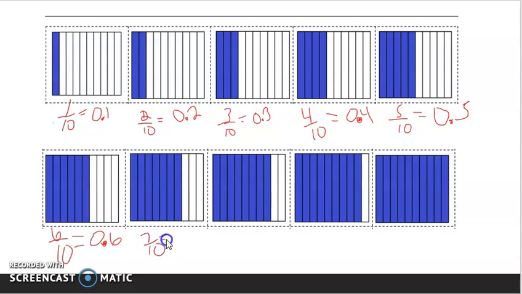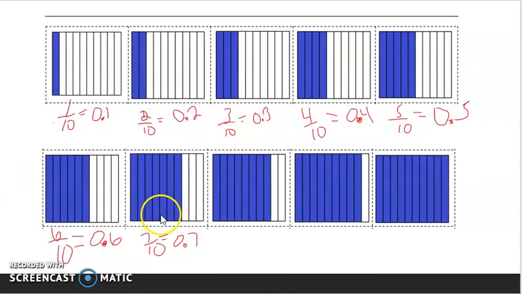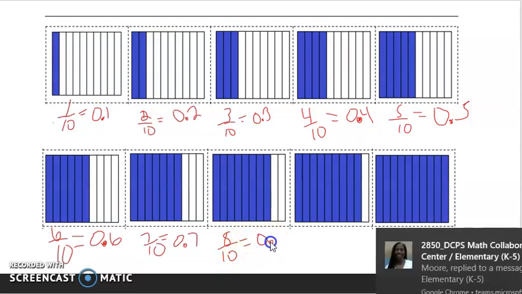7/10. 7/10 is equal to, write your decimal. 0 and 7/10. Sorry. All right. Ready? Beat me. What's the next one? 8/10 is equal to 0 and 8/10.